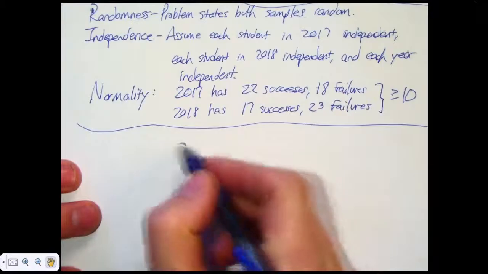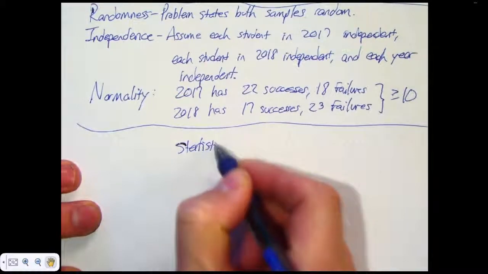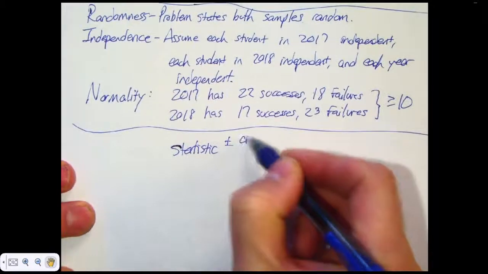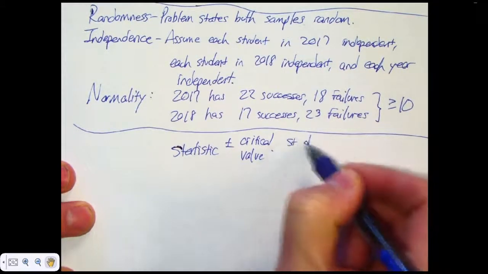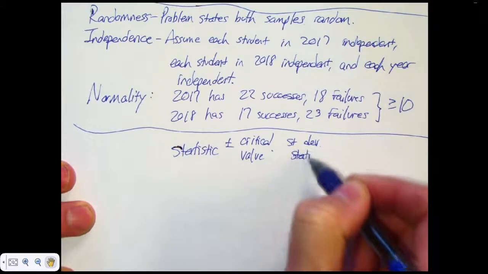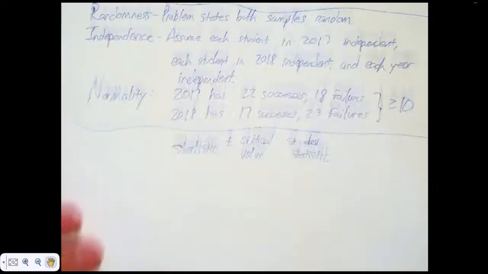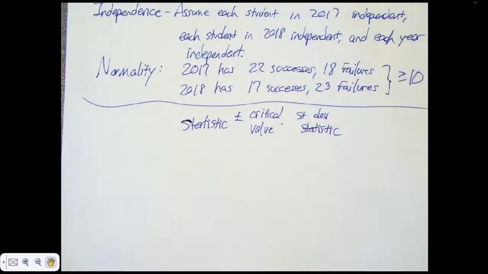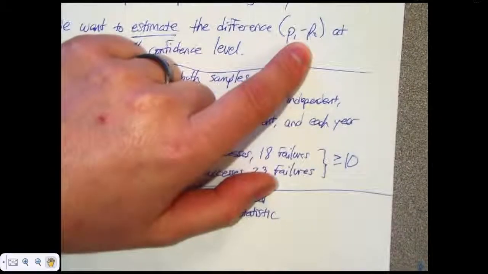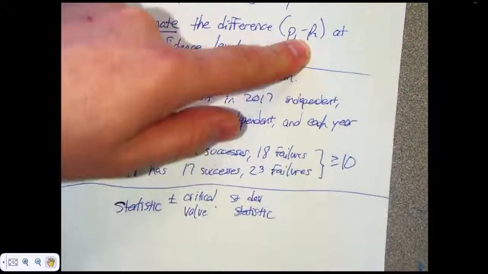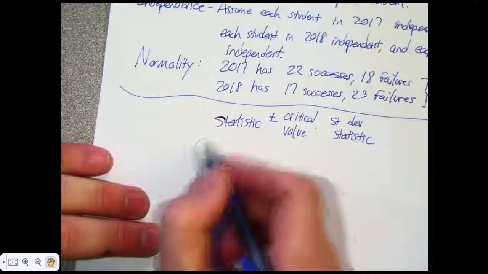Alright. Statistic plus or minus critical value times standard deviation. Your statistic is whatever you did up here, like that same order, except it's got hats, because it's from the sample.